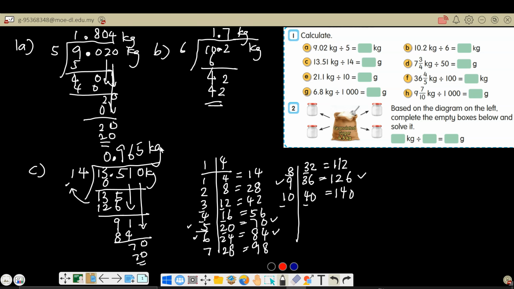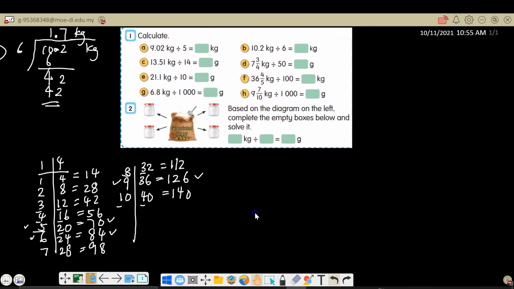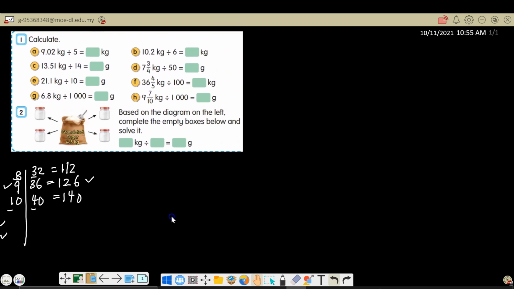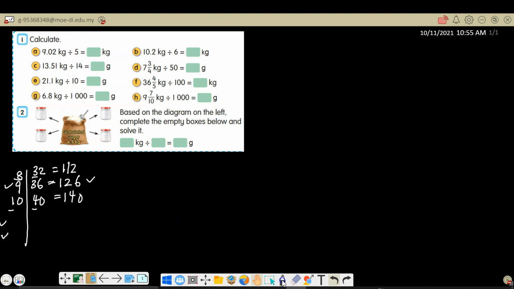And then we have to change to gram. Okay, question asking for gram. So 0.965 times 1000 gram. Move 3 times to the right. 1, 2, and 3. 965 gram. Okay. Alright. You can always pause the video and rewatch any part that you miss.